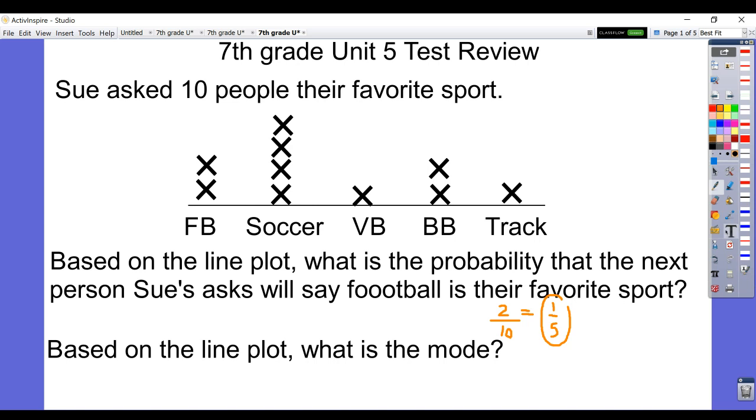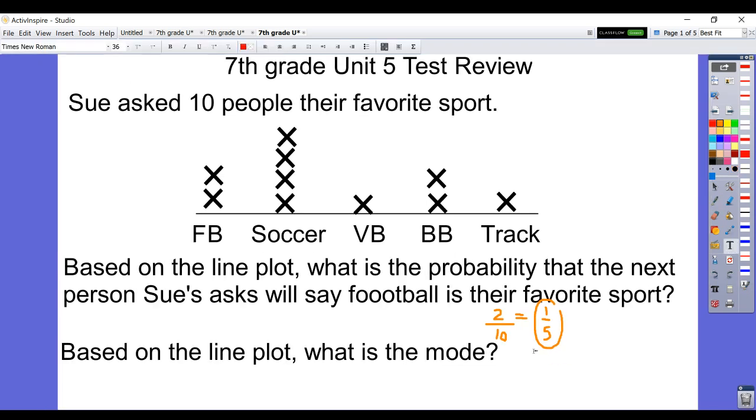Then, based on the line plot, what is the mode? Mode is the value that occurs the most, and that would be soccer. Soccer is the answer that occurred the most.